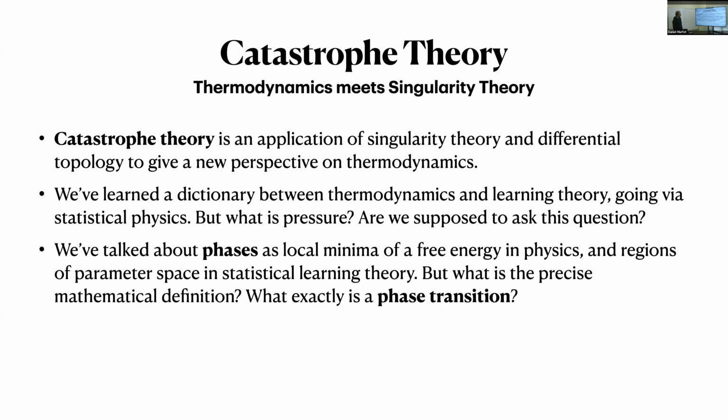We've also talked quite a bit about phases as local minima of a free energy and also as regions of parameter space in statistical learning theory. The relation between those two things was that a local minimum is a certain kind of critical point. We're using critical point and singularity basically interchangeably. I think I should comment on that. So a critical point of a function just means a point where all its derivatives vanish.